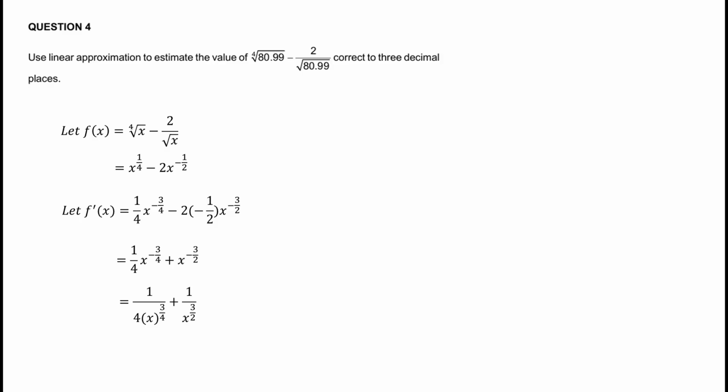So the next step is we need to search the delta x. So first thing first, we need to know the given value. The given value is 80.99, and the chosen value from me is 81. So if you want to search the delta x, we need to use this formula. So the formula is delta x equal to given value minus chosen value. So this is our given value and chosen value, and this final, we got delta x.